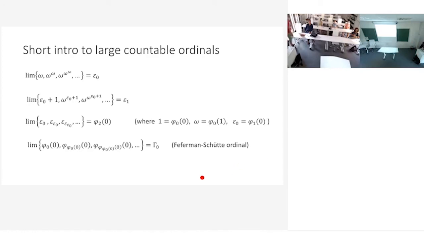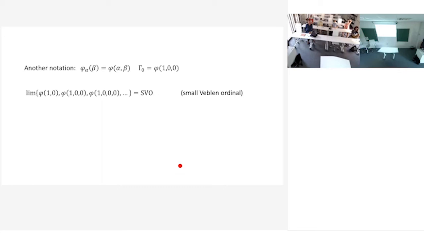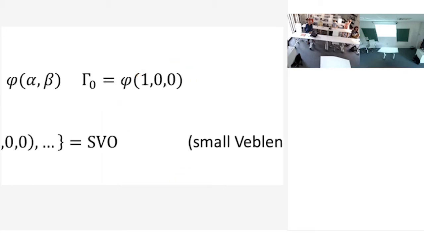Okay, so you can go beyond epsilon 0. You can take epsilon 0 plus 1 and put it on top of a tower of omegas, and you get this ordinal called epsilon 1. And you get epsilon 2, epsilon 3. You can get to epsilon epsilon 0, epsilon epsilon epsilon 0. And that limit is called phi 2 of 0. And then you can do phi 3 of 0, phi 4 of 0, phi 5 of 0, and so on. You get an ordinal called gamma 0, which is called the Feferman-Schütte ordinal. But you can go on.